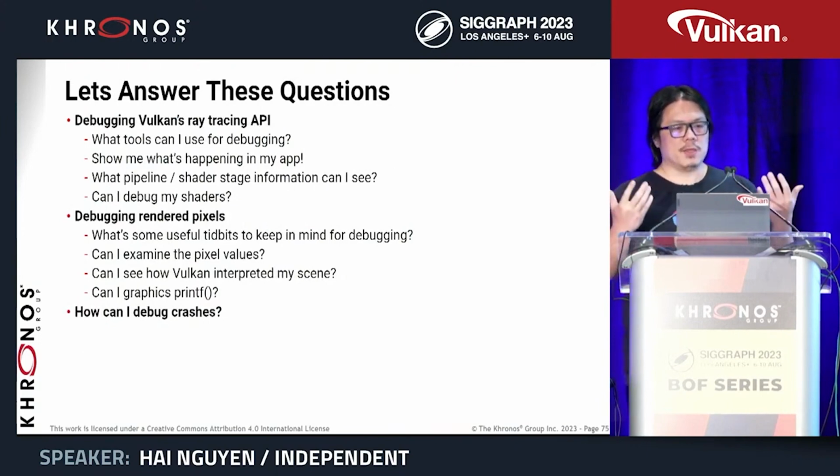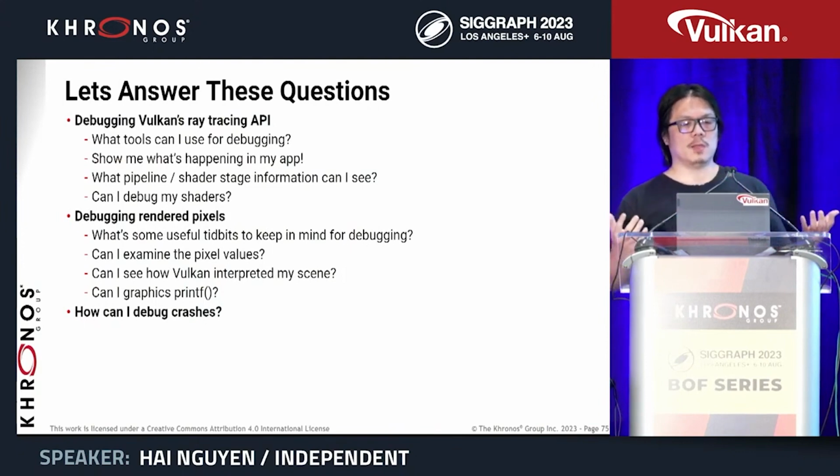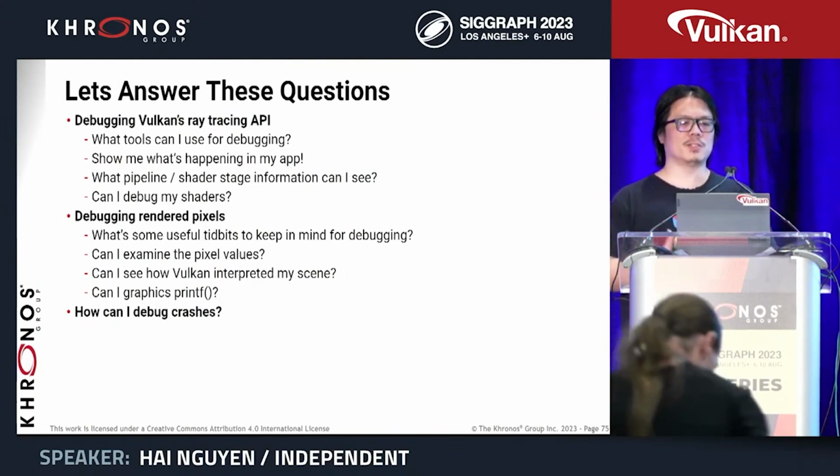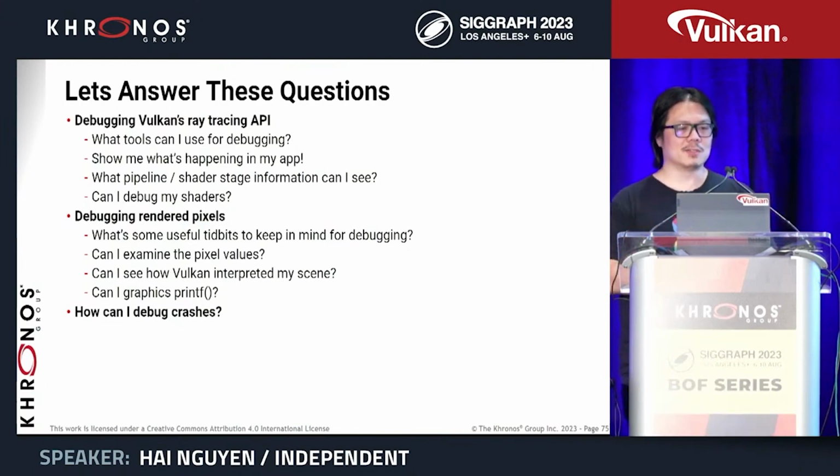What tools can I use? Show me what's happening in the API, or sorry, my app. What's the pipeline shader configuration? What can I do with my shaders? What are some useful tidbits for me to keep in mind while I'm debugging, like rendered pixels? Can I examine the pixel values? Can I see how Vulkan interpreted my scene? And can I graphics printf, because when you lack all other tools, there's always printf.